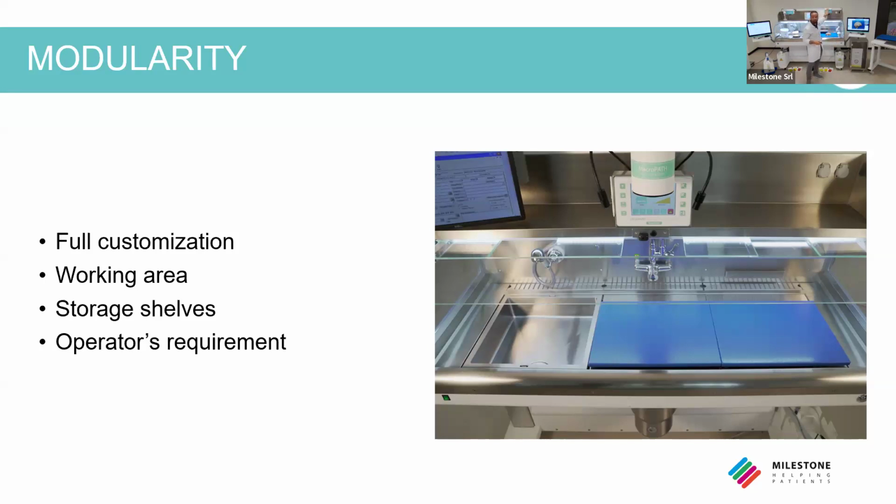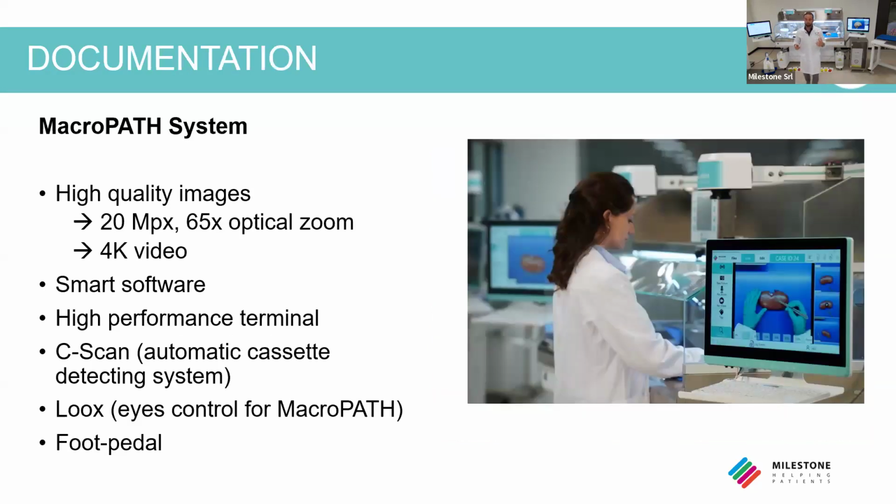Also behind me, we have two cameras. Why? Because we decided to build in our documentation system, which is MacroPath. MacroPath is a powerful tool for documentation. The system is composed of a high quality camera with high specs, 20 megapixel, 65 times optical zoom, which is a lot, which allows us to take high quality images and extremely high quality 4K video.